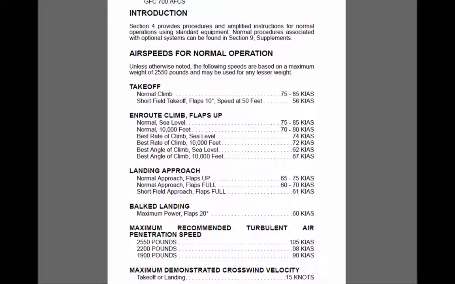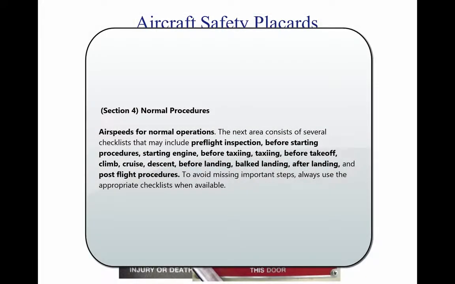Section 4. This section begins with a list of the airspeeds for normal operations. The next area consists of several checklists that may include preflight inspection, before starting procedures, starting engine, before taxiing, before takeoff, climb, cruise, descent, before landing, balked landing, after landing, and postflight procedures. To avoid missing important steps, always use the appropriate checklists when available. Consistent adherence to approved checklists is a sign of a disciplined and competent pilot.